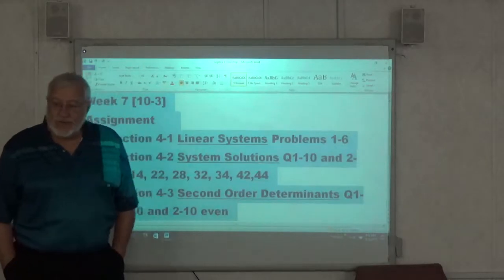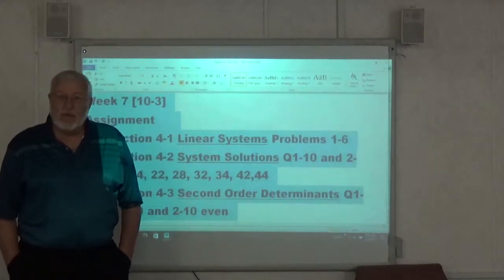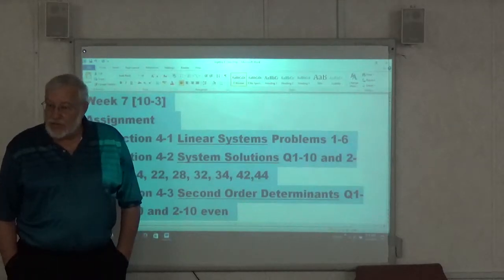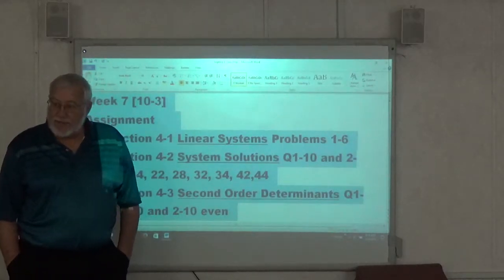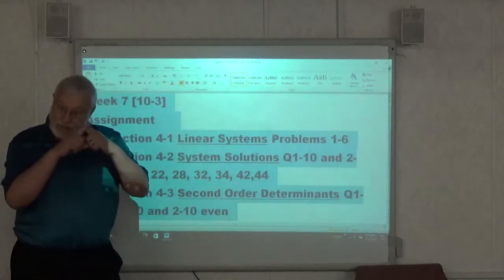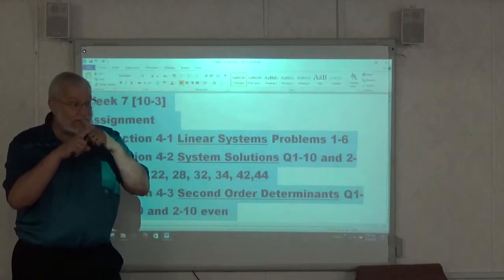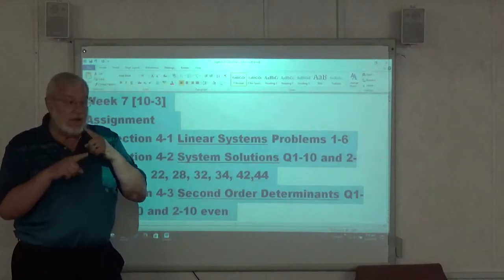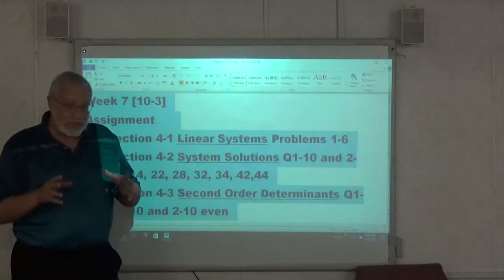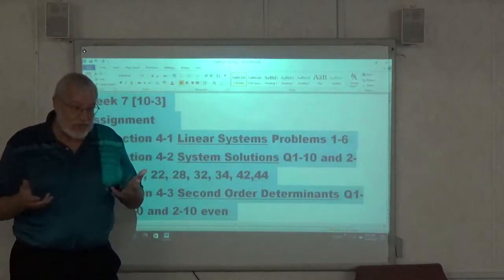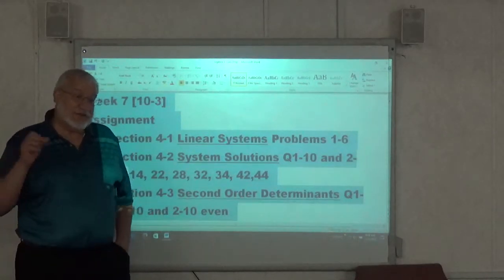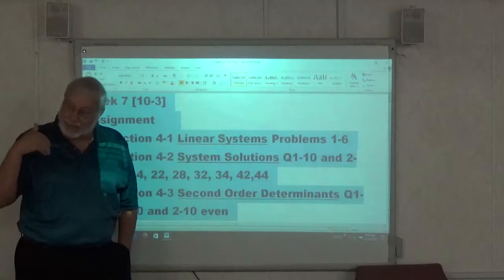Second order determinants is a way, when you have two variables and two equations, to come up with the value of x and the value of y, which is where those two lines cross. That's called the solution to that system. How to get that anytime. If it's a whole number, then the value that you get will come out really nice because it'll turn out to be a whole number. If it's not a whole number, then you'll have a fraction.